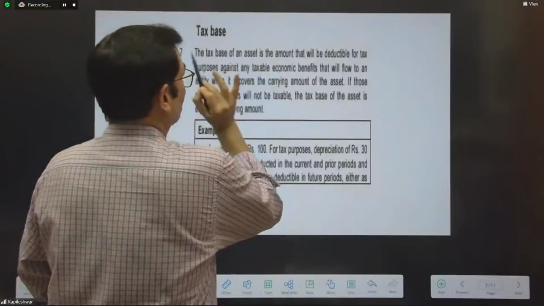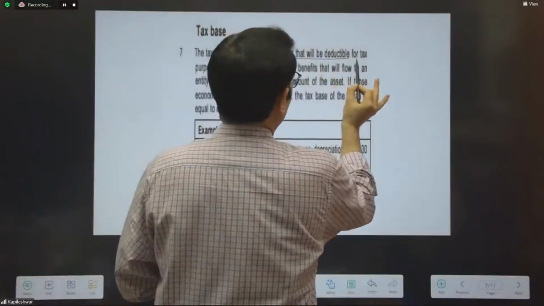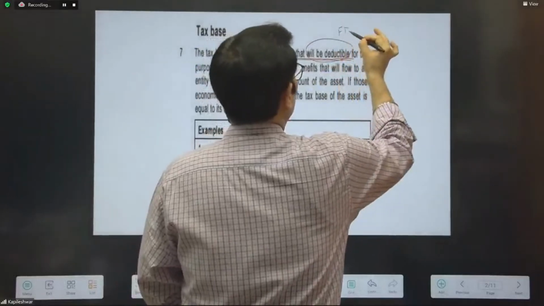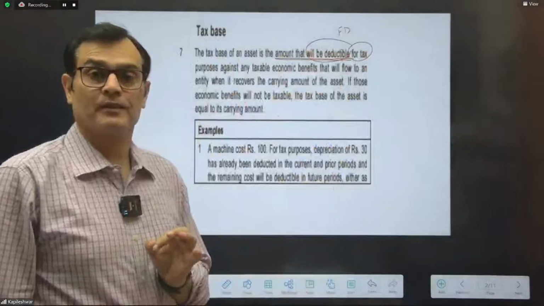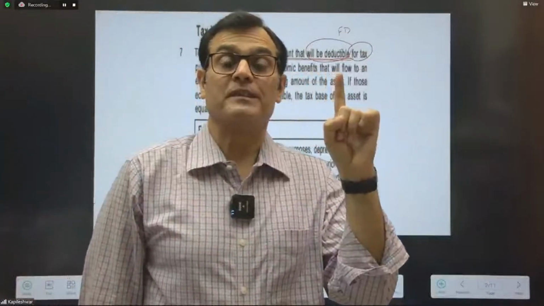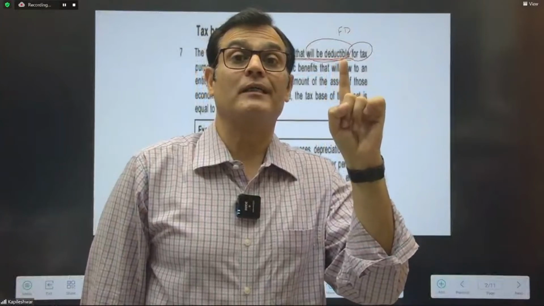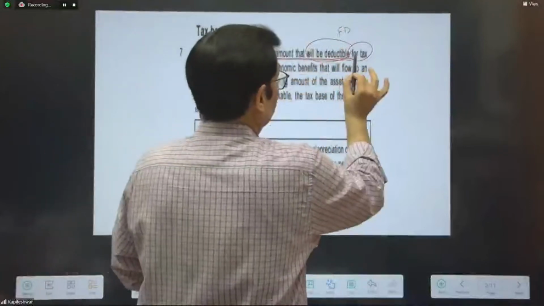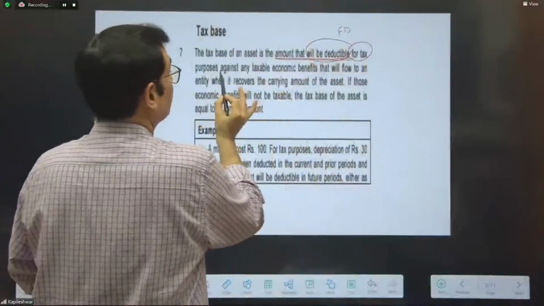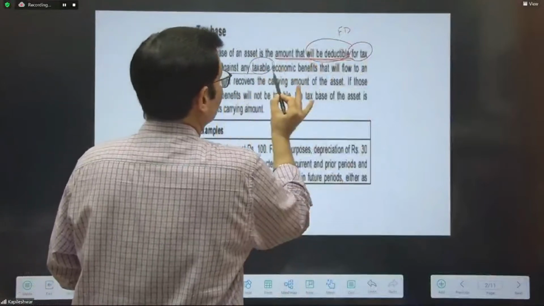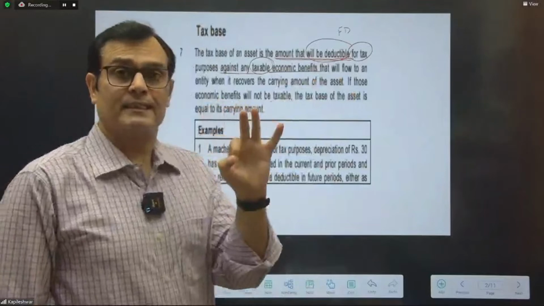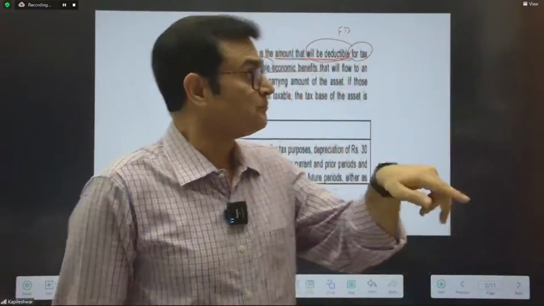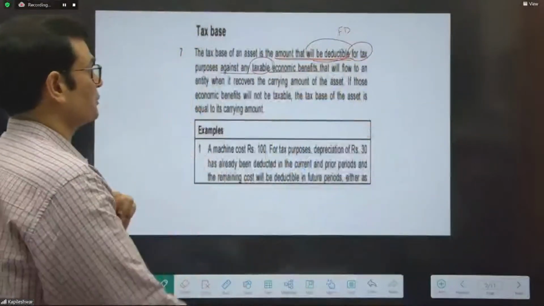It says tax base of an asset is the amount that will be deductible. So when I say will be deductible, it means what? Future deduction for tax. So what does the tax base represent? Future deduction under the Income Tax Act. Get the words very clear. Future deduction under the Income Tax Act against any taxable economic benefits. When the carrying amount of the asset will give economic benefits and they are taxable, you will say the tax base is a future deduction.